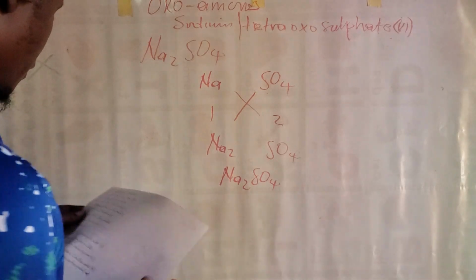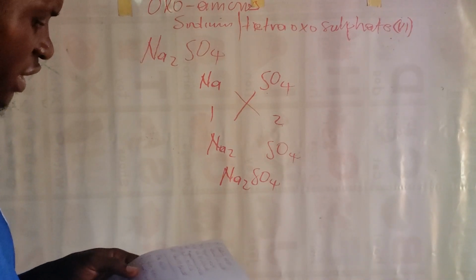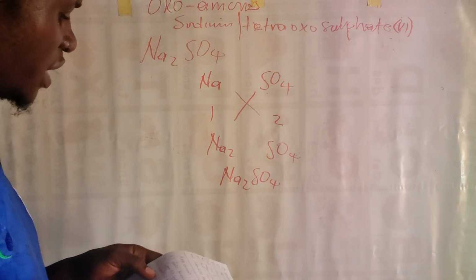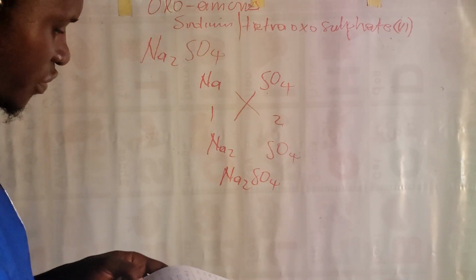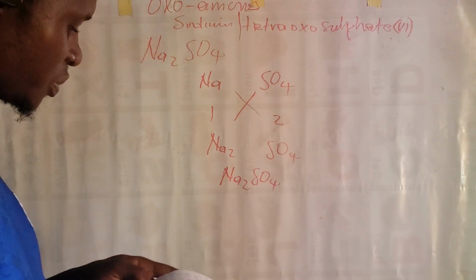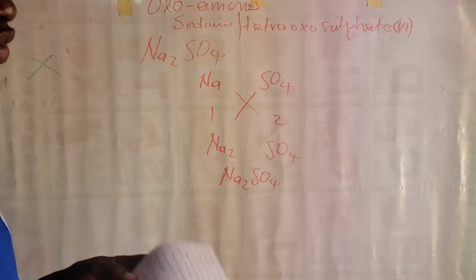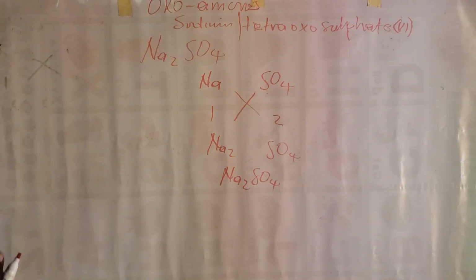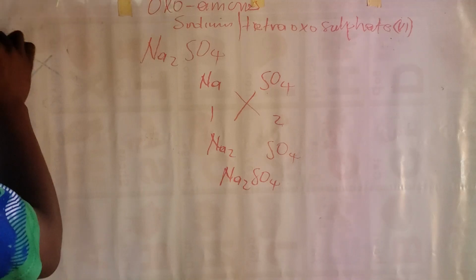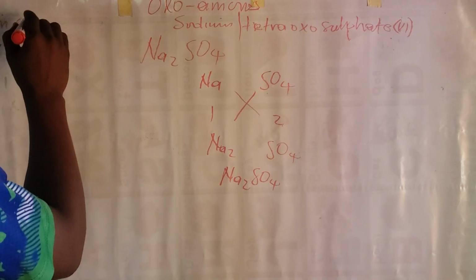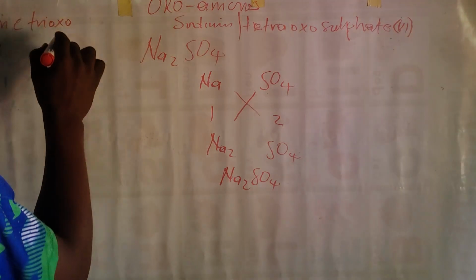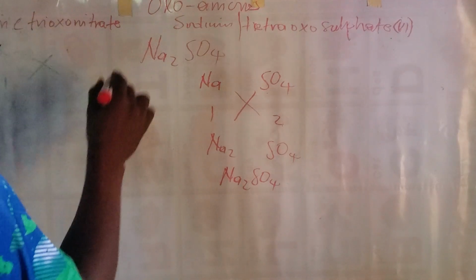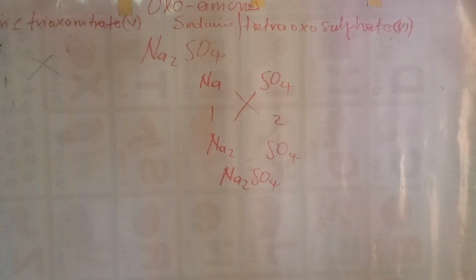Now we have the first in our list here. We have zinc trioxonitrate 5, we have copper 2 hydroxide, we have lead 2 trioxonitrate 5, we have sodium trioxocarbonate 4, we have iron 3 trioxocarbonate 4. Now let us just start from our list. We have here zinc trioxonitrate 5.